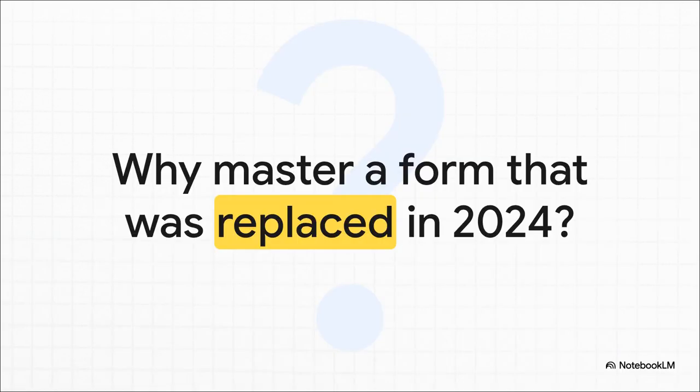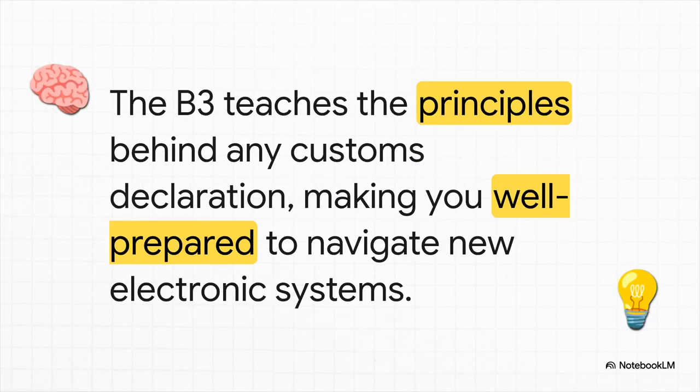Now, I know the first question on your mind. The B3 was officially replaced by the electronic CARM system in 2024, so why are we even talking about it? And that's a fair question. The answer, though, is the key to mastering not just the old system, but pretty much any new one they throw at us. It's because the B3 isn't really just a form, it's a system of logic.